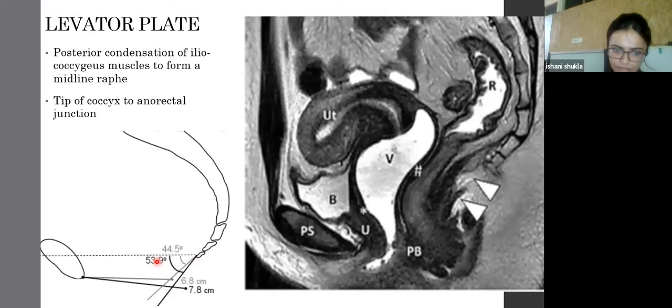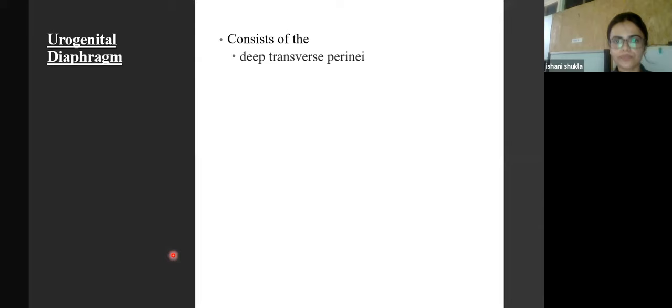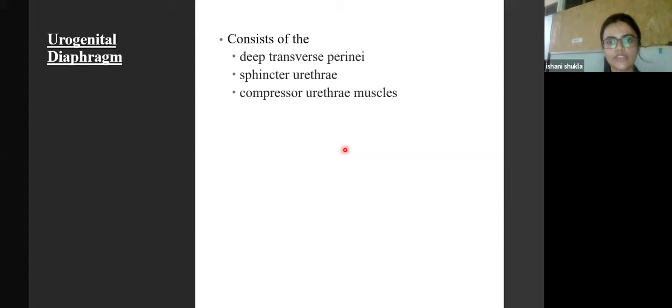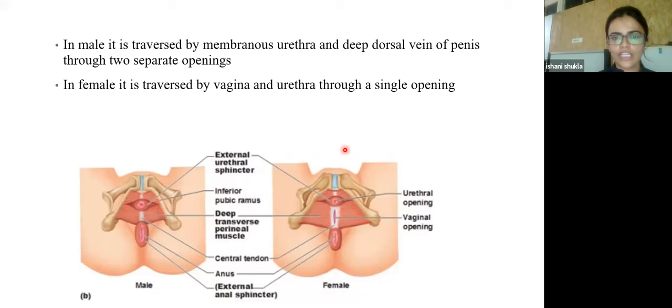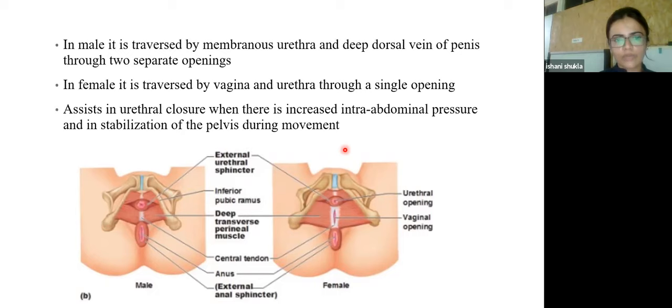Coming to urogenital diaphragm, it consists of deep transverse perineae, sphincter urethrae, compressor urethrae muscles, and urogenital membrane. In males, it is traversed by the membranous urethra and deep dorsal vein of the penis through two separate openings, whereas in females, it is traversed by the vagina and urethra through a single opening. It assists in urethral closure when there is increased intra-abdominal pressure and in stabilization of the pelvis during movement.